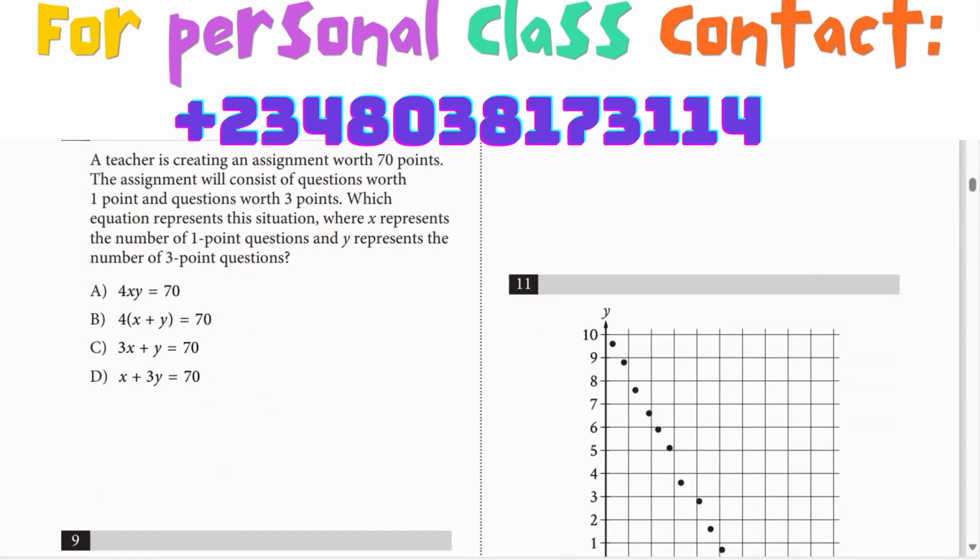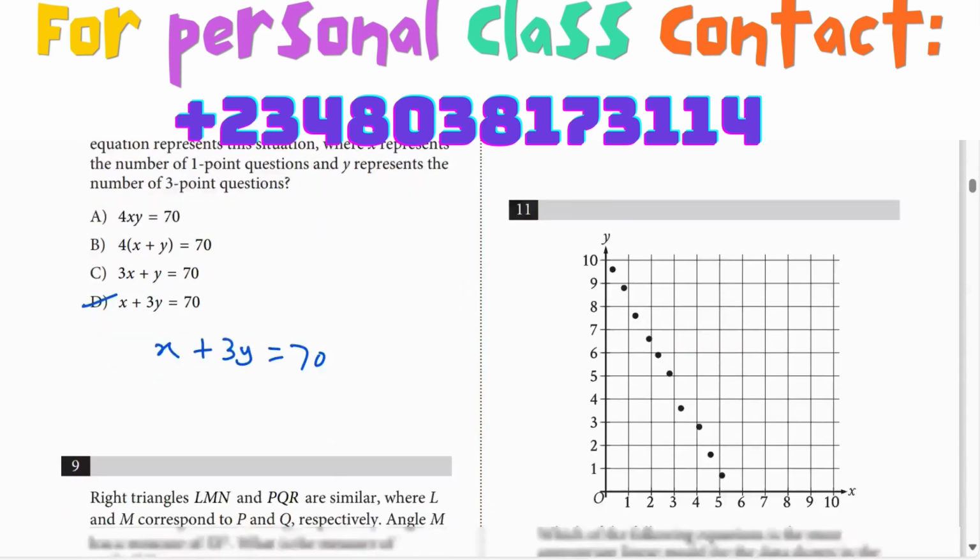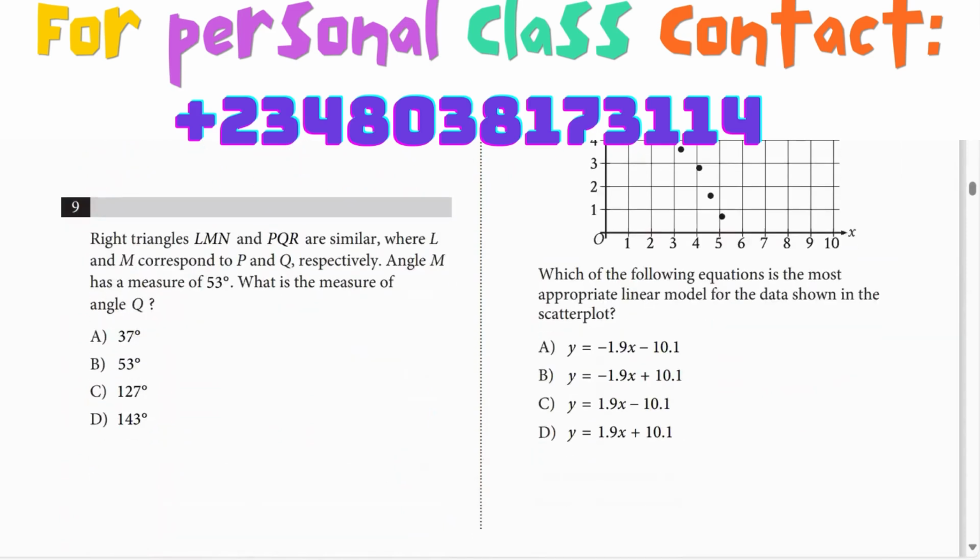A teacher is creating an assignment worth 70 points. The assignment will consist of questions worth 1 point and questions worth 3 points. Which equation represents this situation where x represents the number of 1 point questions and y represents the number of 3 point questions? So you have the 1 point question as x, then there is y representing the 3 point question, and that gives us option D. All right, that's the correct option. We move to question number 9.